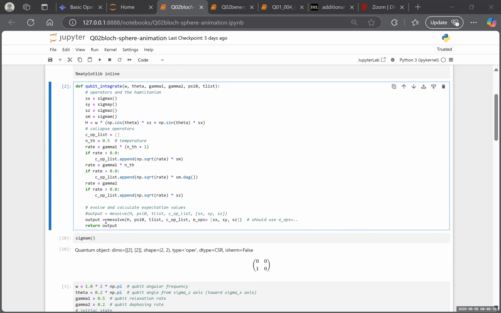Really just saying we use mesolve and we input the Hamiltonian, the unitary part. Psi 0 is the initial state, which is the input. T list is the list of times I want to calculate the states or observables. This is the jump operator list. And this was the code originally.